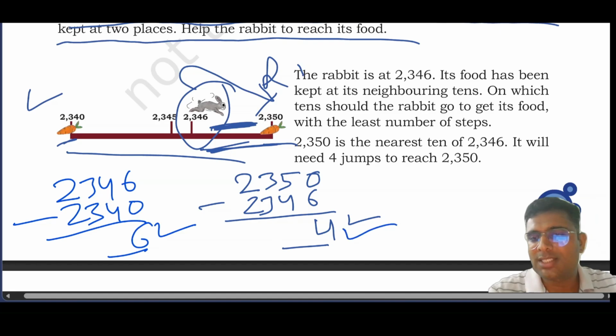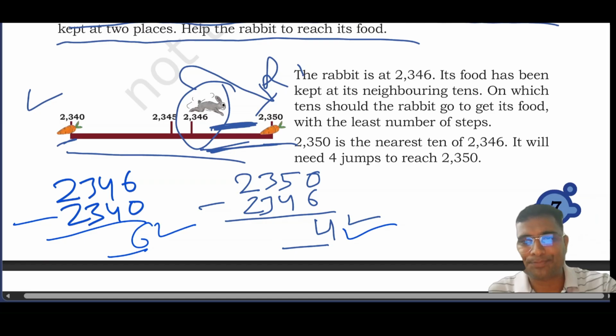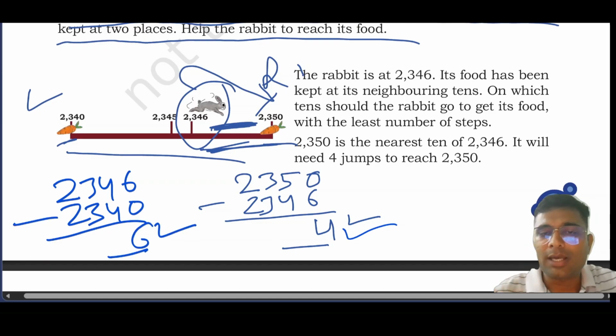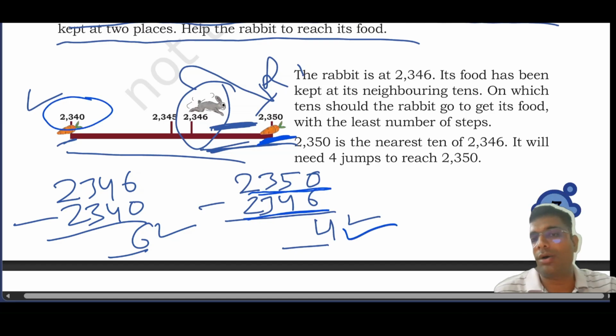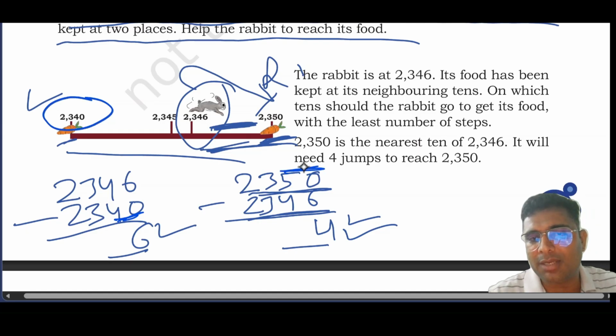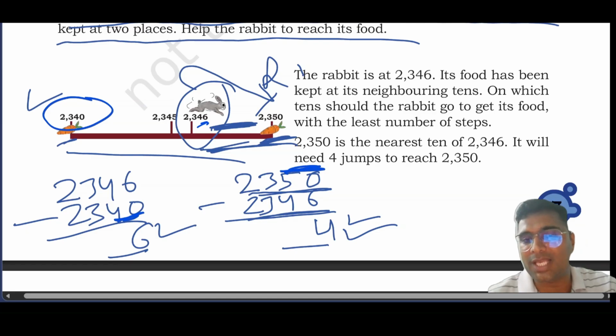So obviously he will jump 4 steps to get food fast. Okay, so it means this food is near to rabbit. You can see here, this is 40, it means 4 tens. This is 50, it means 5 tens. Which tens is near to 46? 46. So the nearest tens between 40 and 50 is 50. Okay, so this is the concept of nearest tens.